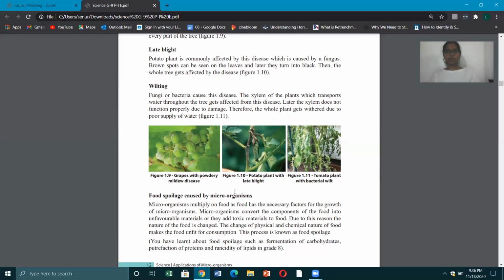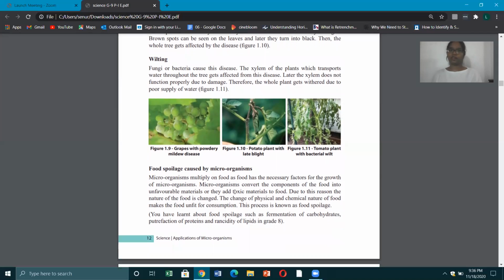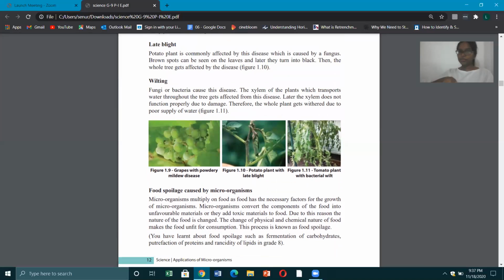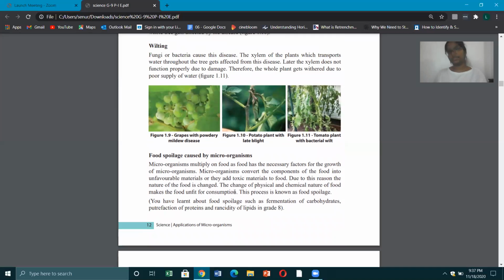Okay. Next one is wilting. Wilting is, you all know it. So children, powdery mildew disease is being caused by a fungus. Leaf blight is caused by a fungus. Wilting is caused by a fungus or bacteria. Okay. The xylem of the plant which transports water throughout the tree gets affected from this disease. Now, what's crucial here is, you know what a xylem tissue is, right? A xylem tissue is the tissue which transports water throughout the tree.